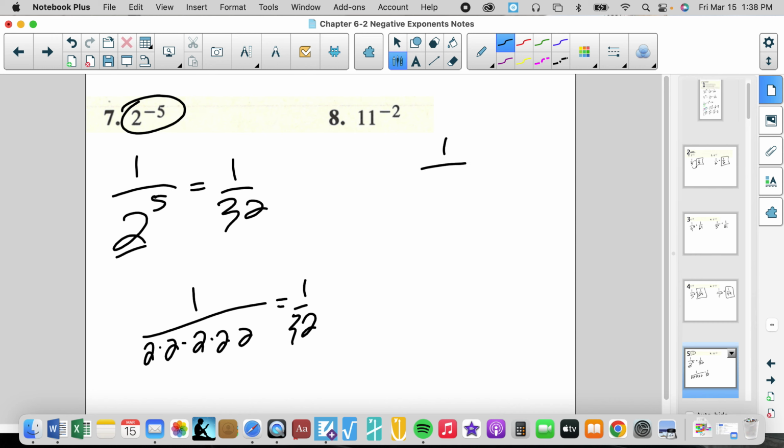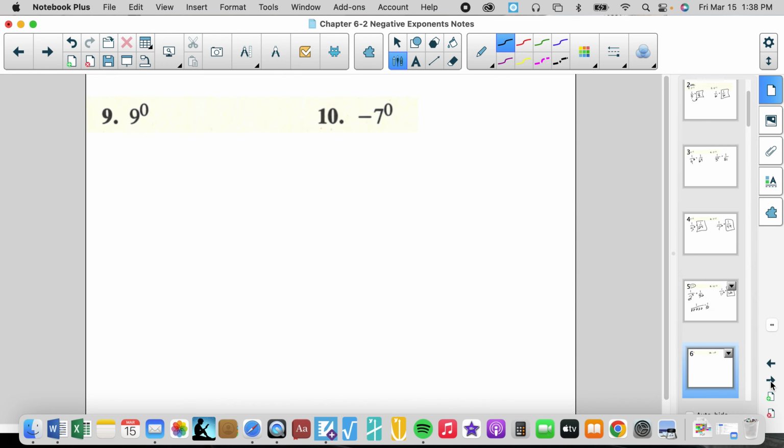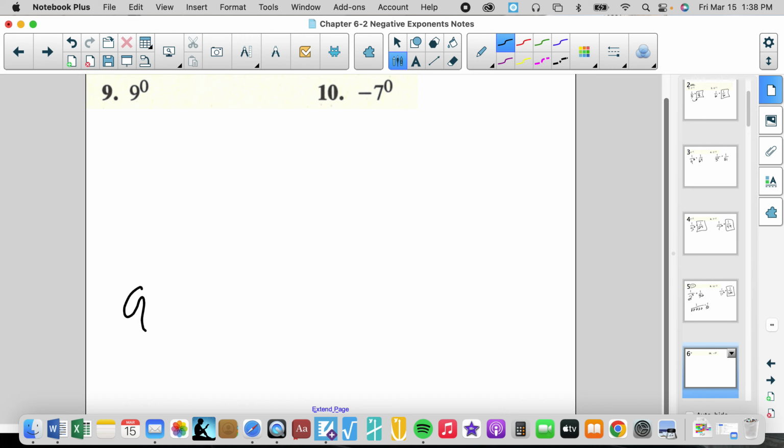11 to the negative second is 1 over 11 to the second, which is 1 over 121. 9 to the 0. All right, so here's where it starts getting interesting. So if we have 9 to the 4th over 9 to the 4th, remember, as I told you at the beginning of this, we should know our division and multiplication already by heart. We would do 9 to the 4 minus 4, which equals 9 to the 0.